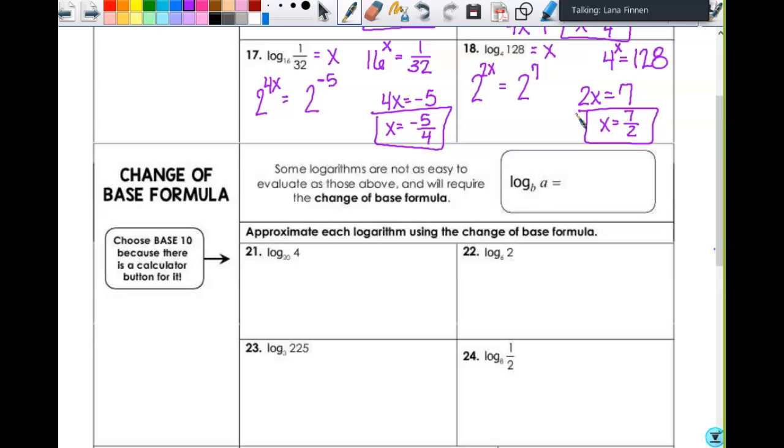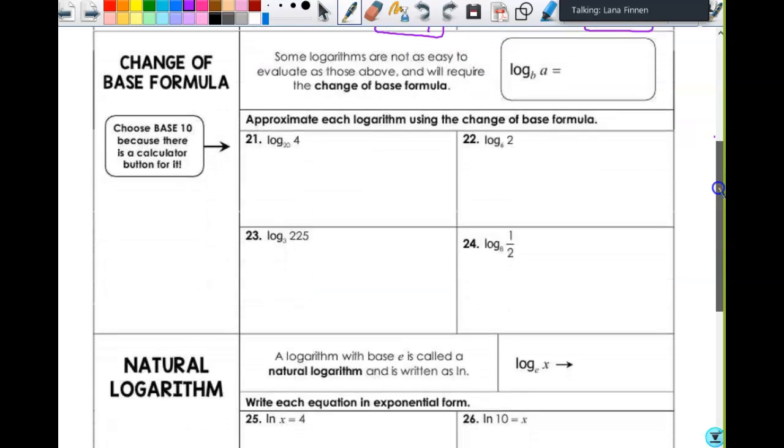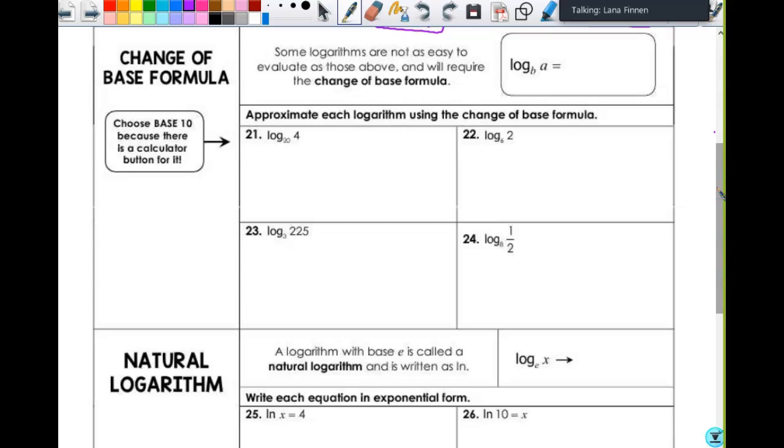Okay, so we can't always get equal bases. If you look at number 21, before we talk about the rest of this, this is base 20, so this would be 20 to the x power equals 4. Well, I'm not going to be able to get common bases there to be able to do it this way. So I'm going to have to, most likely in the end, use a calculator. We're not today because we're only going to do part of this process. But this says some logarithms are not as easy to evaluate as those above. This will require the change of base formula.